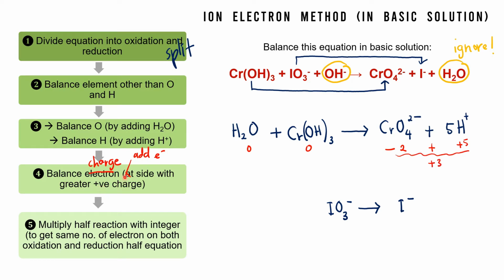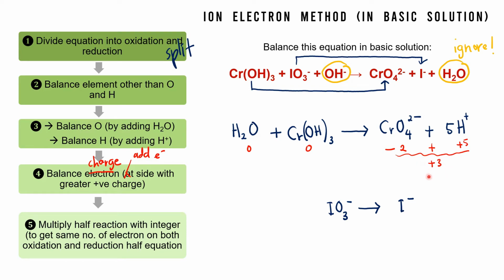Now, how to balance the charge? Di sini ada kosong, ini plus 3. Bermaksud charge is imbalanced now. So, this equation is not yet balanced. So, to balance the charge, kita mesti kena tambahkan electron at the side with greater positive charge. So, antara kiri dengan kanan, we have greater positive charge di sebelah kanan. So, meaning that you have to add electron di sebelah kanan lah.